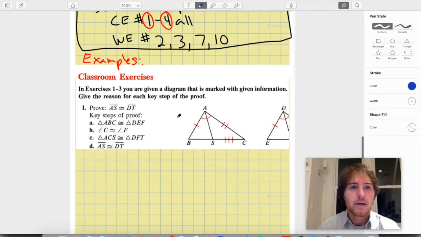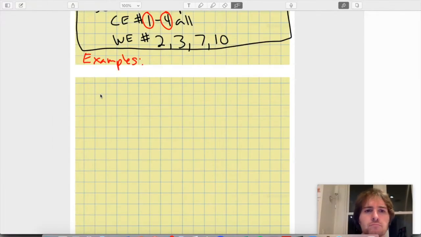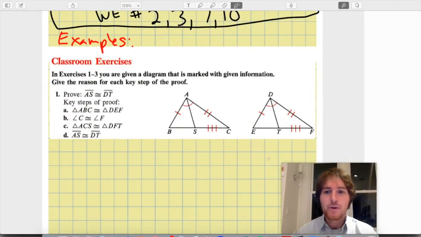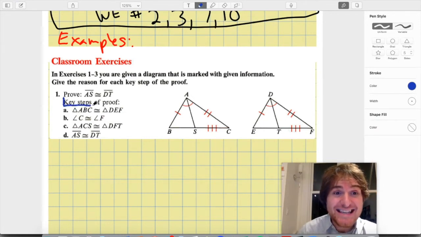What we've got right here is classroom exercises. It says here, in classroom exercises 1 through 3, you're given a diagram that's marked up with given information. Give the reason for each key step of the proof. All right, and there we go. I fixed my picture a little bit better. We should see it more clearly now. You see this part of the diagram here. So we have to give a reason for each key step of the proof.